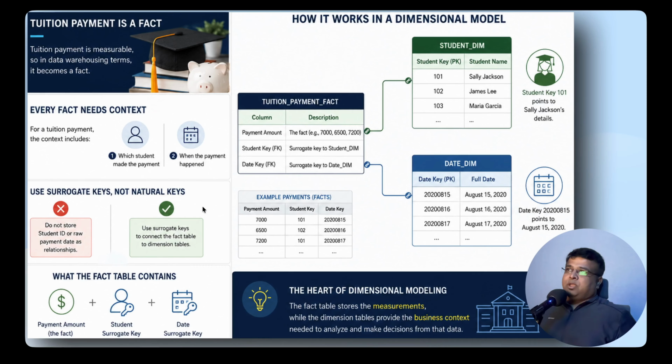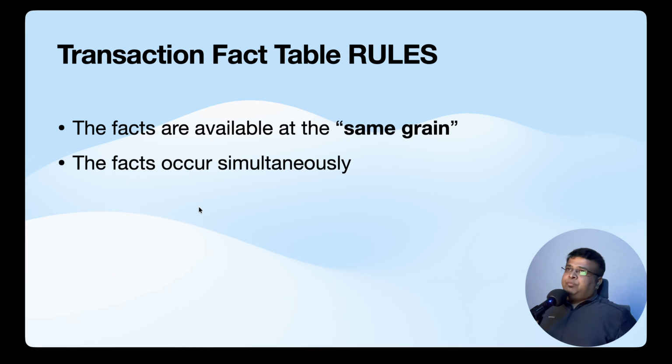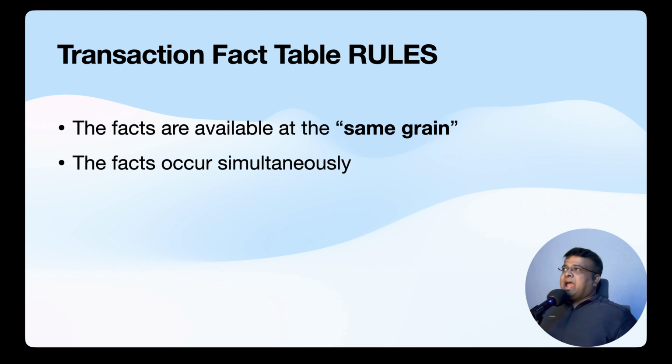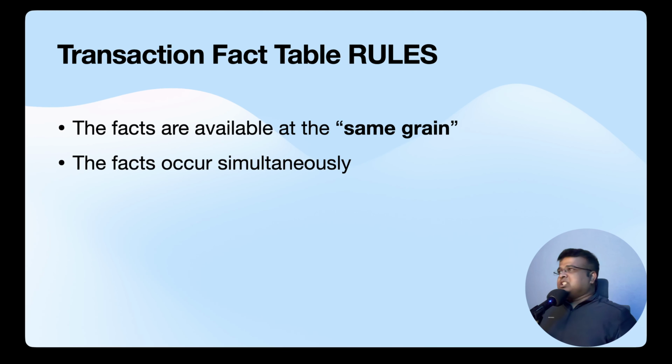Now, let us continue with our discussion on this transaction fact table with a couple more reminders. As we saw earlier, a single fact table can store one or multiple facts, but there are some rules that decide which facts actually belong together. You cannot just combine measurements randomly because they may create reporting and analysis problems later on. So the obvious question is, what are those rules?